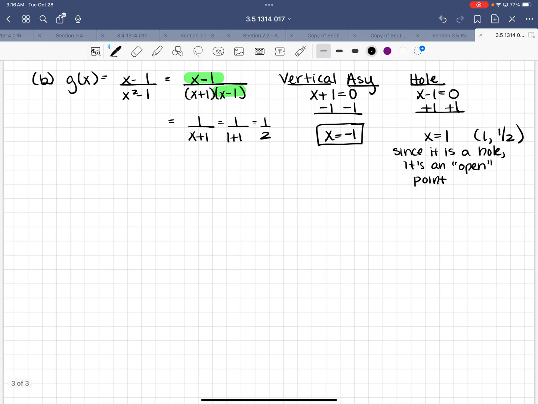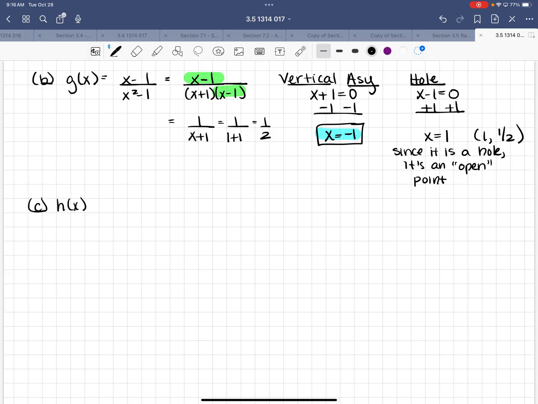We wanted the vertical asymptote here, okay? Let's look at C. Holes become very important when you get to calculus. They're points of discontinuity. Okay, so it's very important that you're able to find those later on.